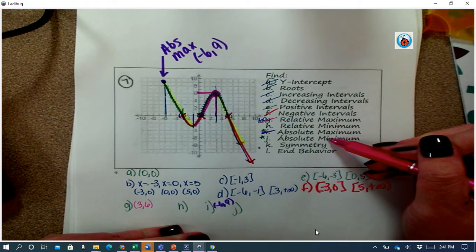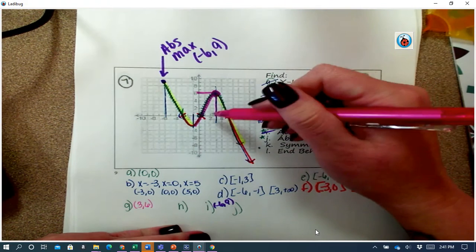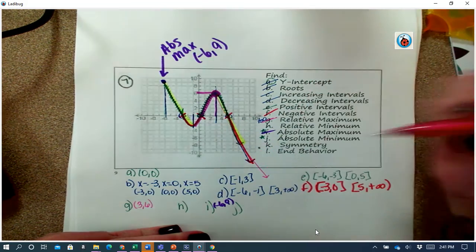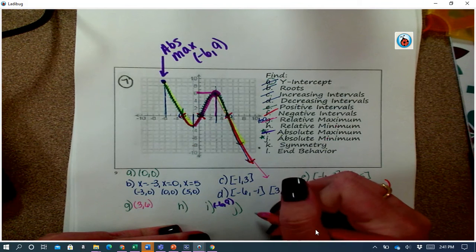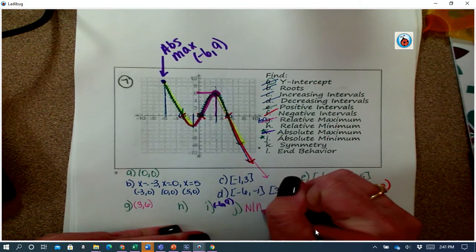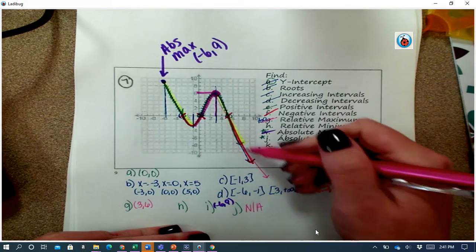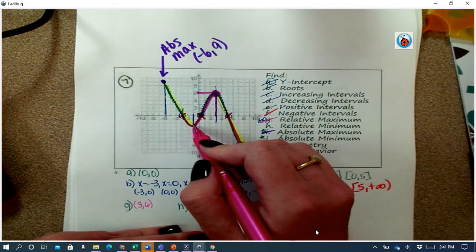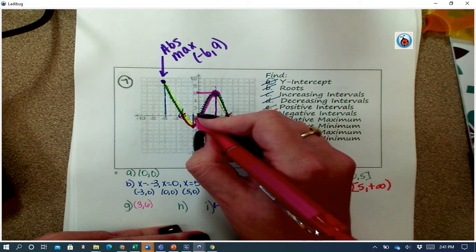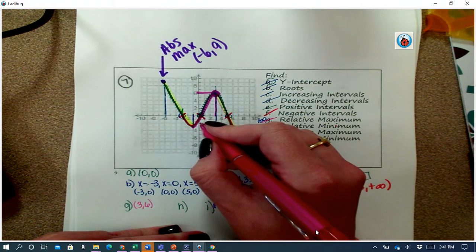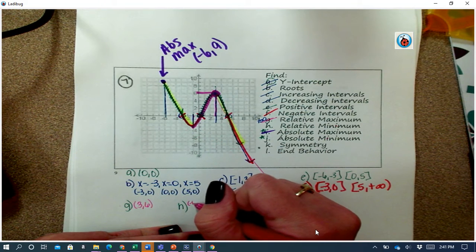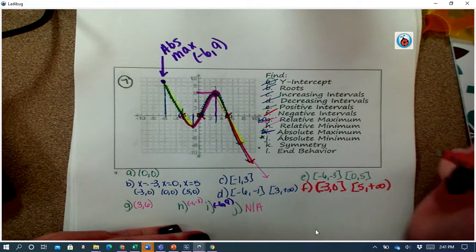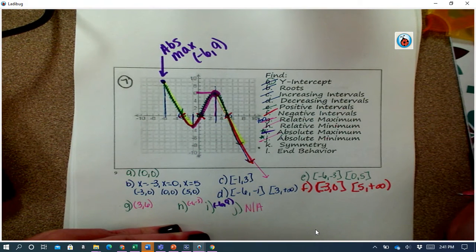Absolute minimum is the lowest your graph goes. Well, if you follow this graph down and down and down, it never stops. So there is no absolute minimum. Any other minimum or valley point would be your relative min. So right here, you have a relative min at -1, -3. That fills these. You did absolute minimum.